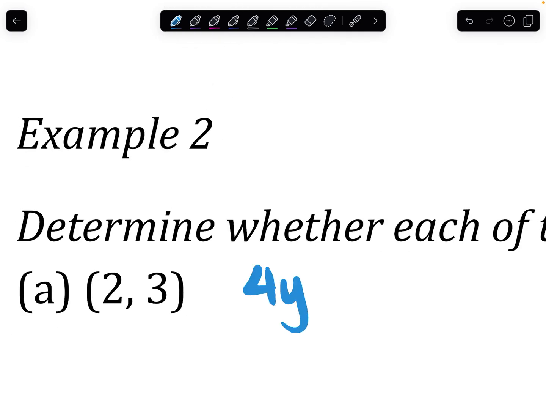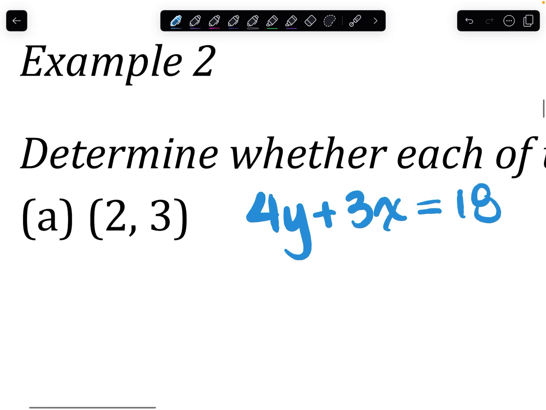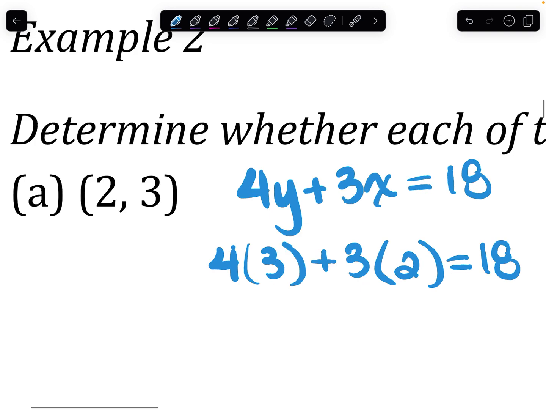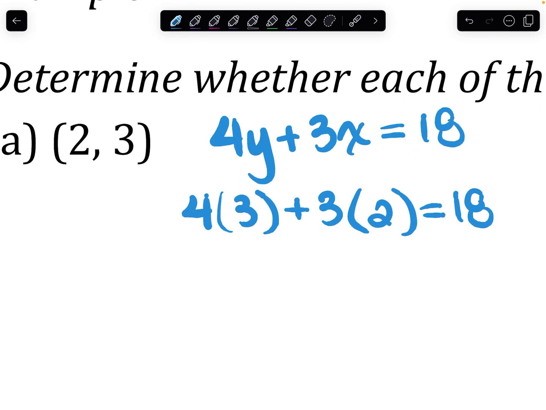So 4y plus 3x equals 18. And we're being asked to check the point 2, 3. That means 2 is going in for x and 3 is going in for y. So we're going to get 4 times 3 plus 3 times 2 equals 18. And then we just do the algebra to see what happens.